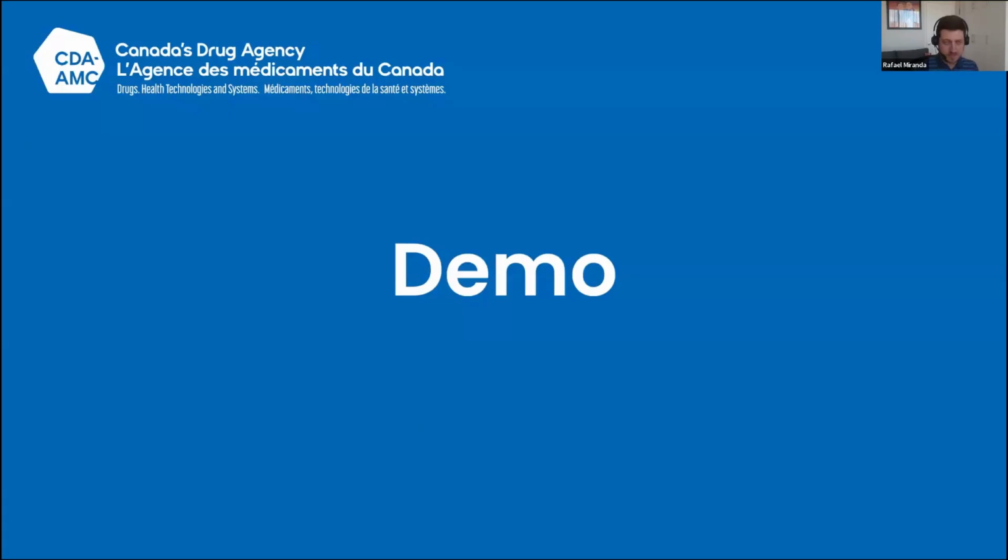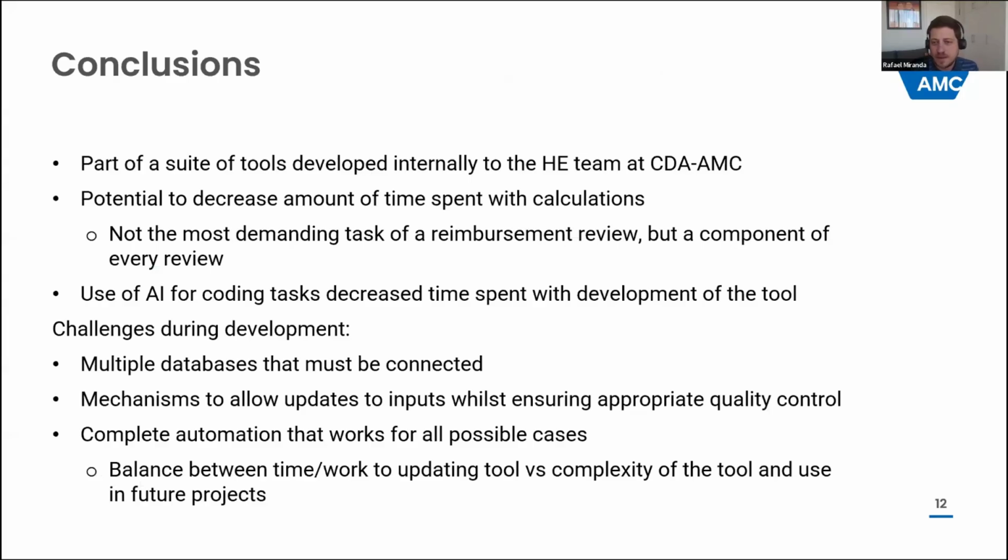So this app is a part of a larger initiative at the health economics team, CDA-AMC, that is trying to increase the efficiency of internal processes, decreasing the time spent with calculations, and also increasing consistency. These tables are not the most complex tasks of our work, but because they are in every review, automation can have a significant impact on the team.